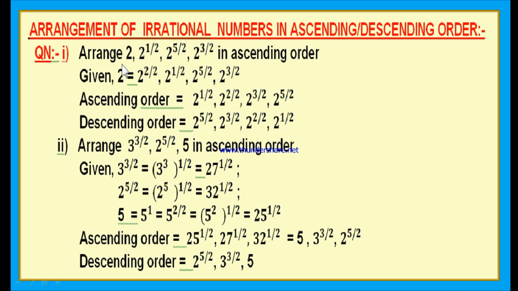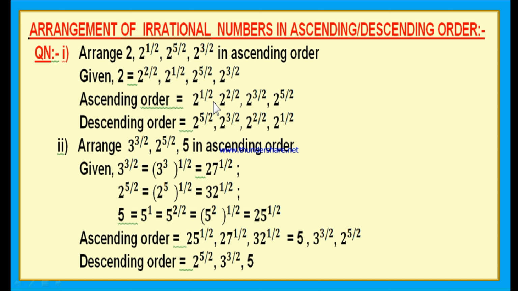We know that 2 means 2 power 1. 2 power 1 is nothing but 2 power 2 by 2, isn't it? Now if you observe, this is 2 power 2 by 2, this is 2 power 1 by 2, this is 2 power 5 by 2 and this is 2 power 3 by 2. Now you can very easily write the ascending order.